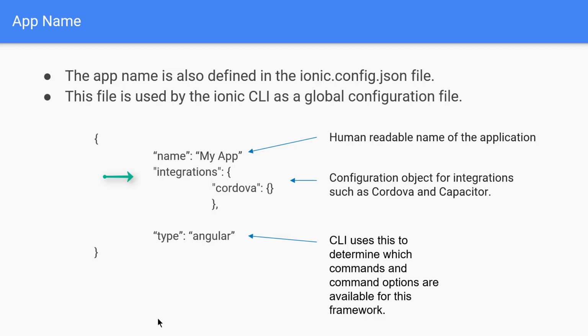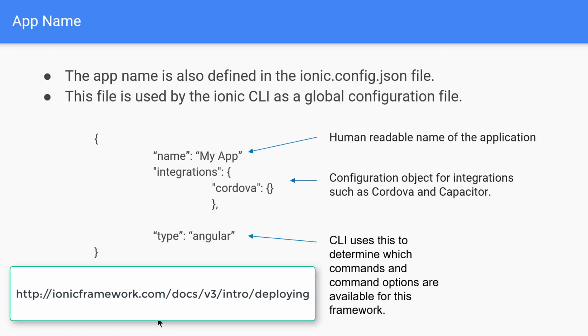Capacitor is similar to Cordova. The type field: the CLI uses this to determine which commands and command options are available for this framework. We could be using another framework, such as React or Vue. And Ionic provides some information for provisioning based on Ionic version 3 at ionicframework.com/docs/v3/intro/deploying. So go to that address to find out more information about provisioning for an Ionic application.